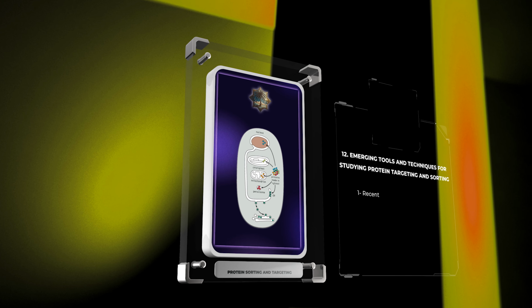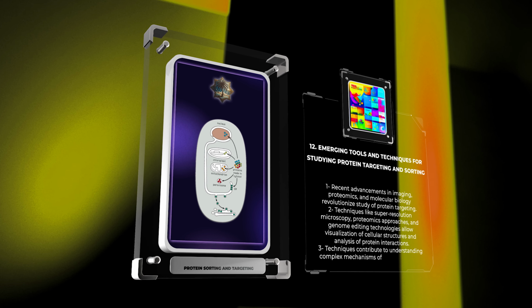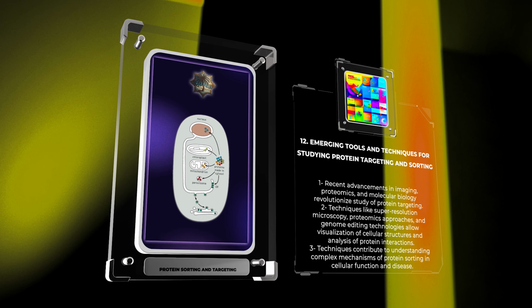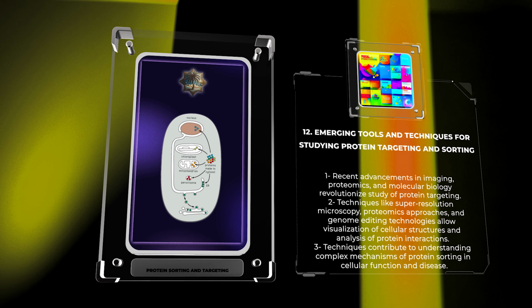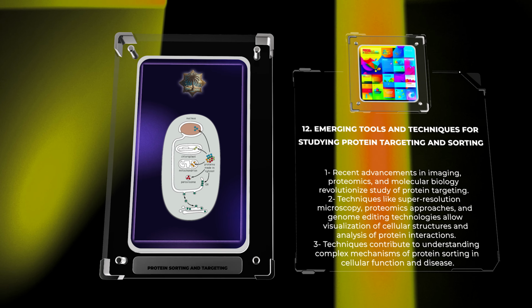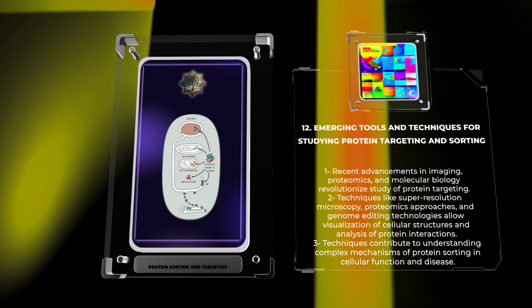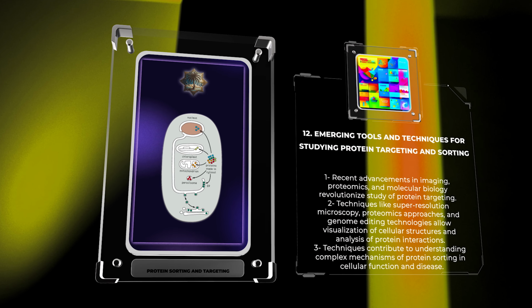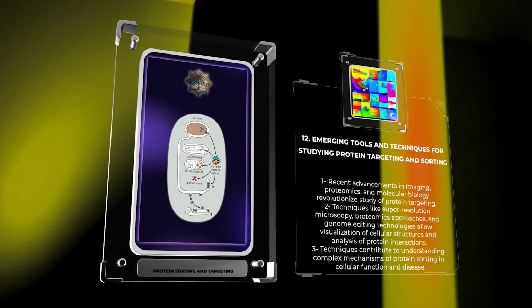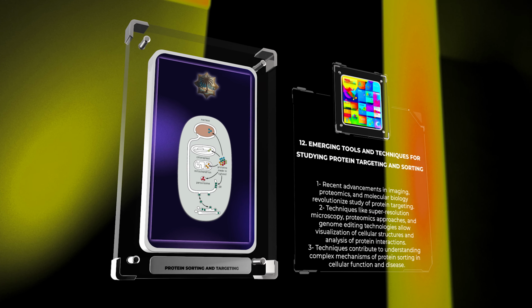Recent advancements in imaging, proteomics, and molecular biology have revolutionized the study of protein targeting and sorting. Techniques like super-resolution microscopy, proteomics approaches, and genome editing technologies allow researchers to visualize cellular structures, analyze protein interactions, and manipulate genes to understand the complex mechanisms of protein sorting in cellular function and disease.